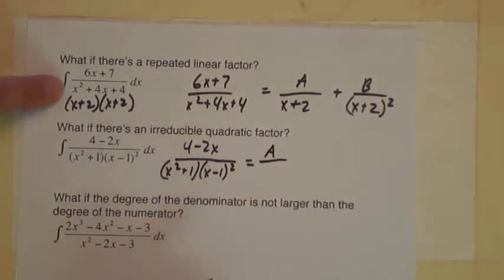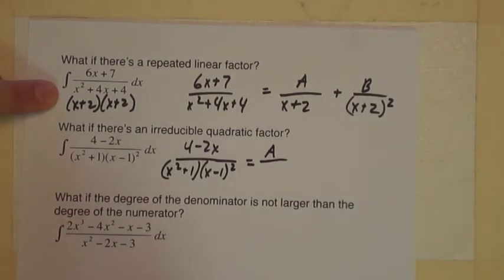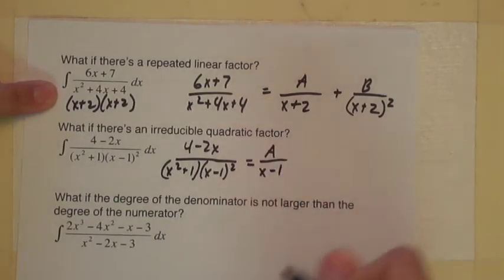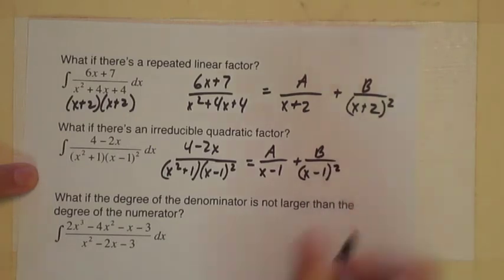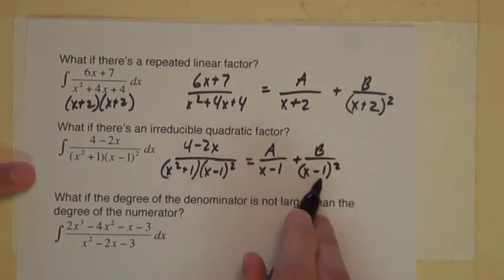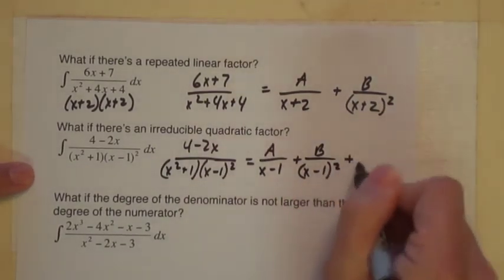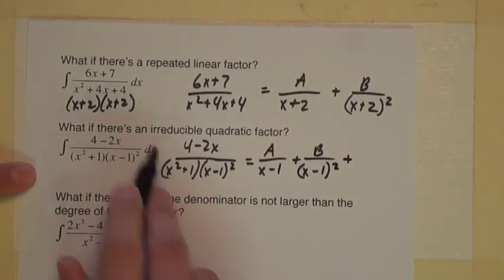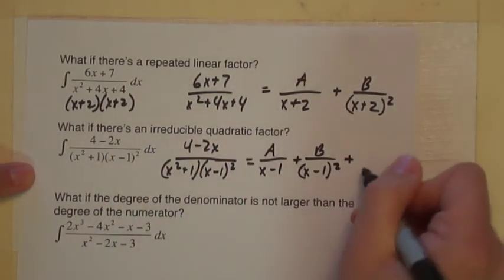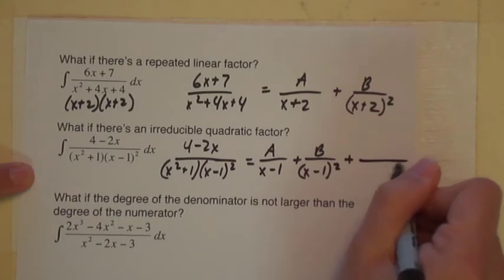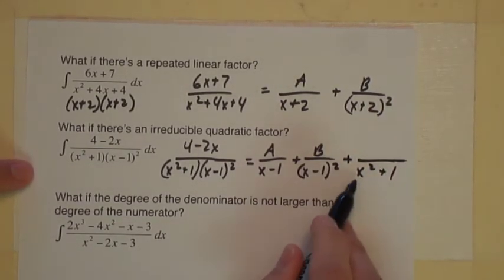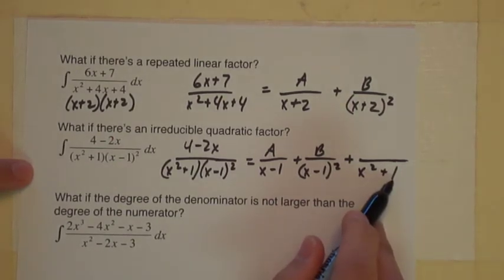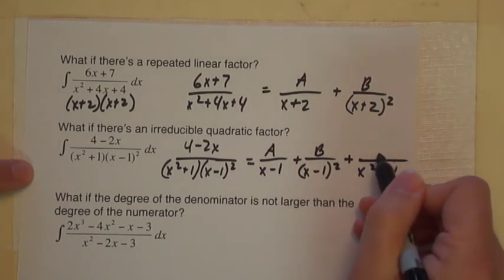So we know from up here that if there's a repeated linear factor, like x minus 1 and x minus 1, we should keep one of the x minus 1's, and then make the second x minus 1 squared. So x minus 1 not squared and x minus 1 squared. The question is, how do we deal with this irreducible quadratic factor x squared plus 1? Well, there's nothing you can do with it. It has no factors except for itself, x squared plus 1.